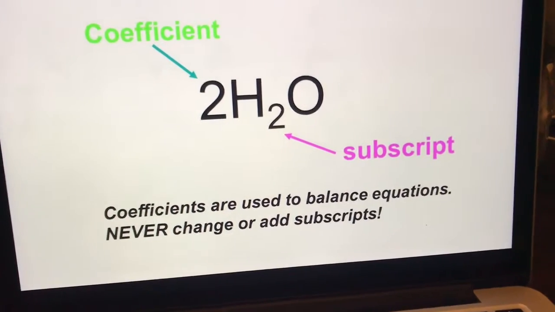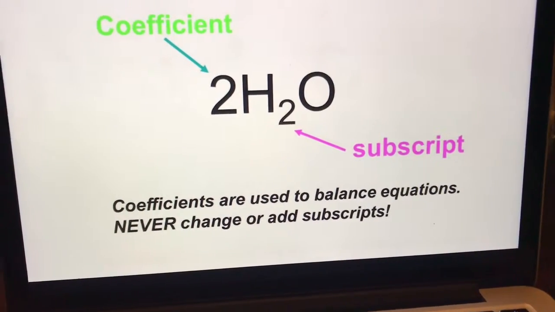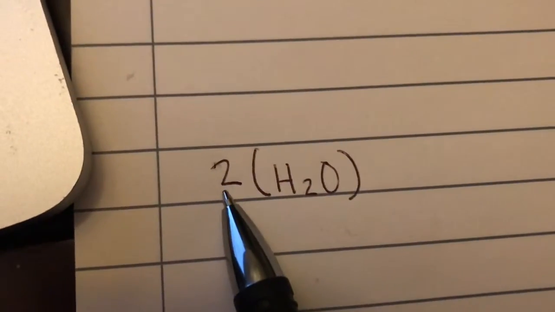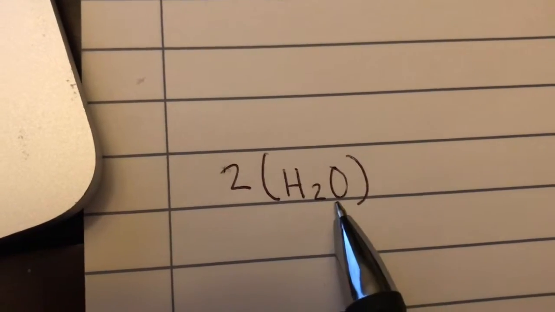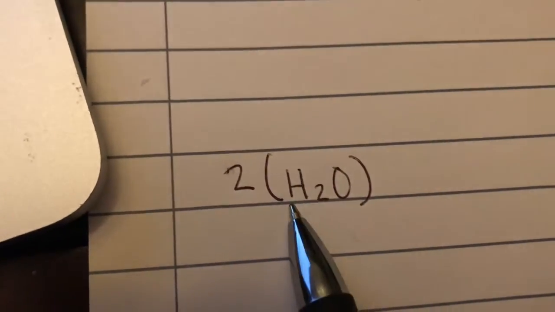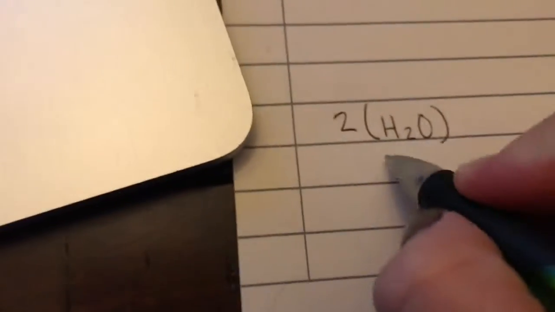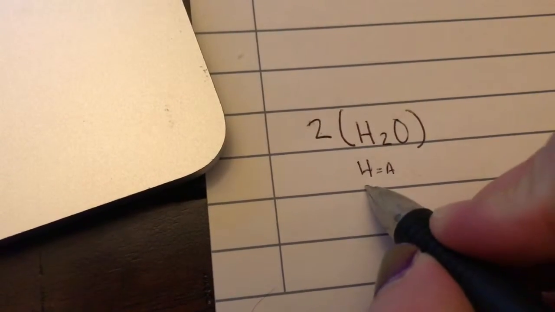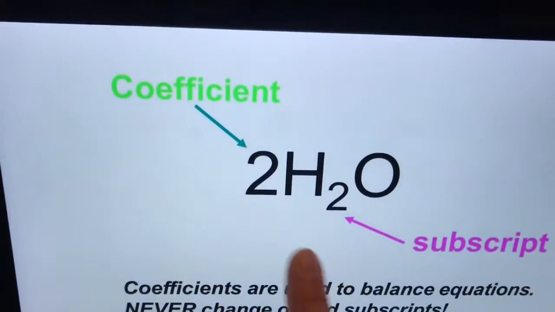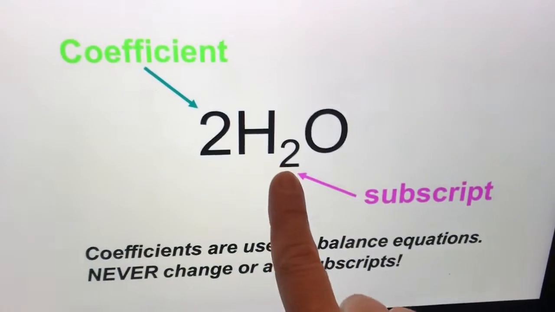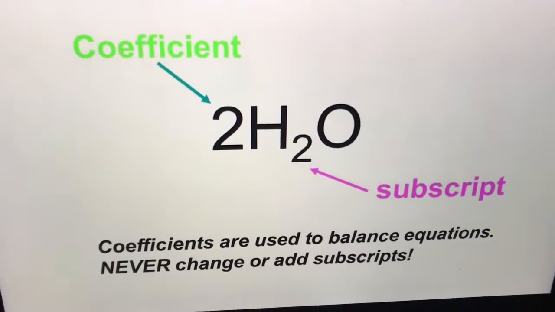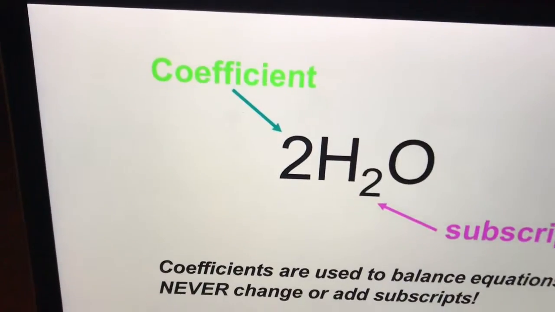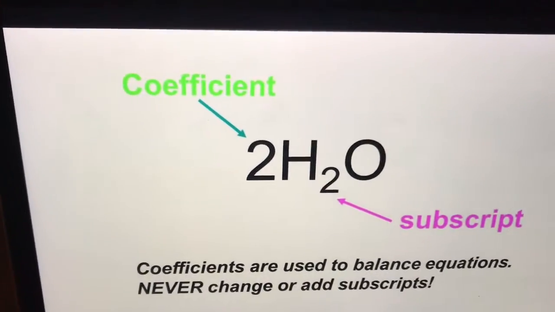And what happens is, for example, you can pretend it's something like this. So the coefficient is here, it's a big 2, and then I've got H2O, and it is multiplying that whole molecule. So 2 times 2 is 4 hydrogen atoms, and 2 times 1 is 2 oxygen atoms. Coefficients are going to be used to balance equations, but you can never change the subscripts. We can change this number, but we can't change the subscripts. Like CO and CO2 are 2 different molecules.